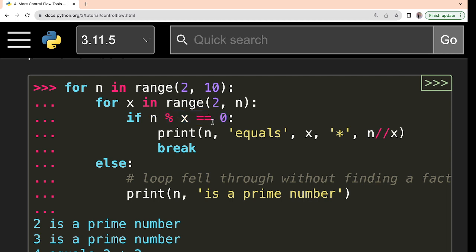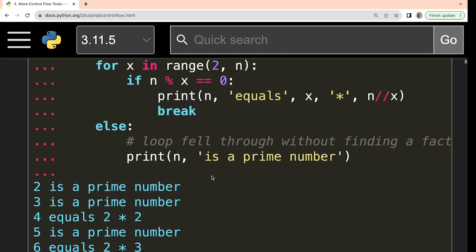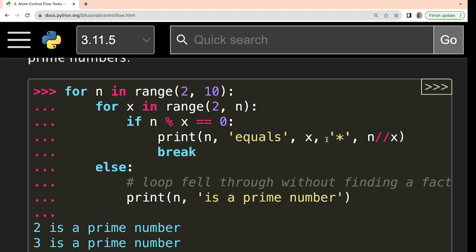Now if that happens, then we will say that n equals n by x times x. As you can see here from the output, you can understand what they are trying to do. So 4 equals 2 into 2. That means if this condition becomes true, it is not a prime number. Why is it not a prime number? Because it is getting divided, the multiplication of these two numbers is this number. So that is why it is not a prime number.